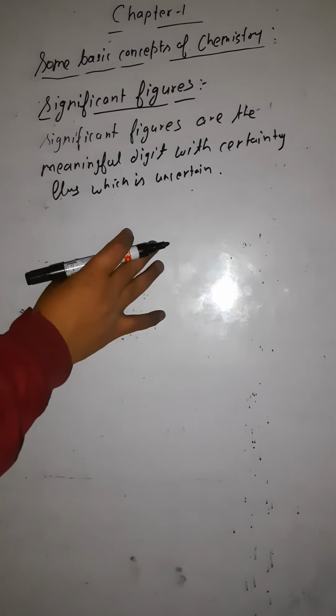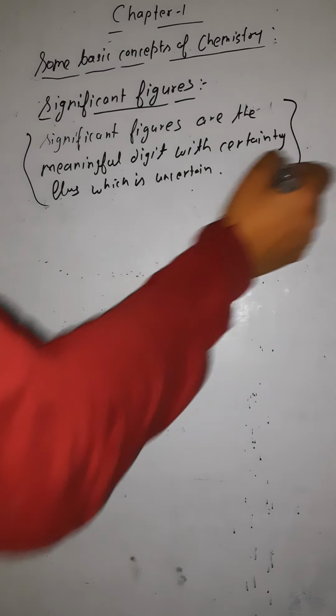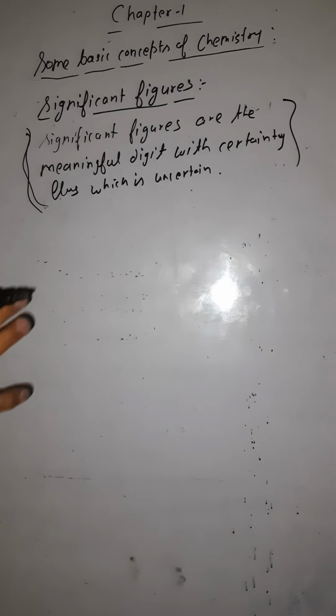See, there are some rules. With the help of the rules, you will know about the significant figures, because with the help of the definition, it would be impossible for you to know what the significant figures are. So let me tell you the rules. Are you getting this? Write down the rules for the significant figures.